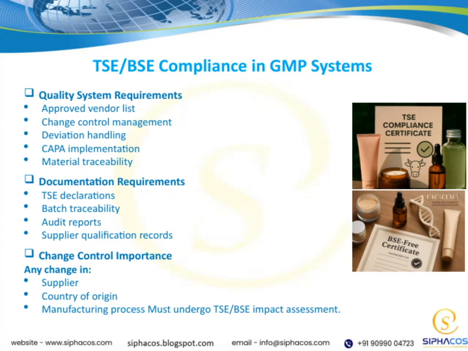When we talk about TSE and BSE compliance within GMP systems, there are key quality system requirements we need to keep front and center. This includes maintaining an approved vendor list, managing change control carefully, handling deviations promptly, implementing corrective actions, and ensuring material traceability. Documentation is just as critical, from TSE declarations to batch traceability, audit reports, and supplier qualifications. And remember, any change in supplier, country of origin, or manufacturing process must go through a thorough TSE-BSE impact assessment. This keeps the system robust and compliant.